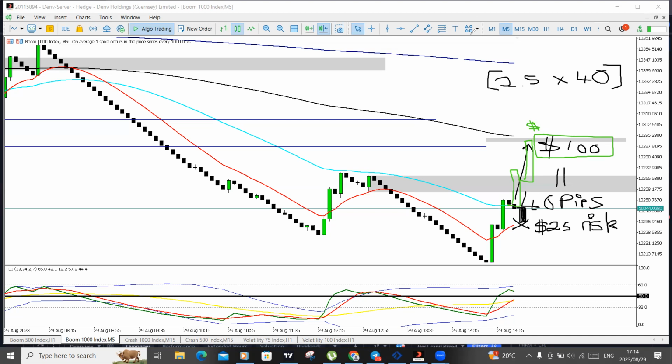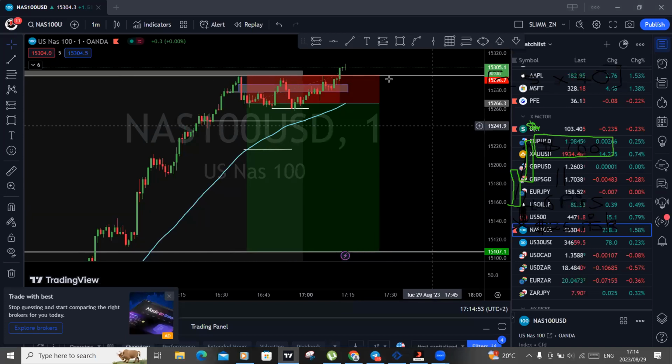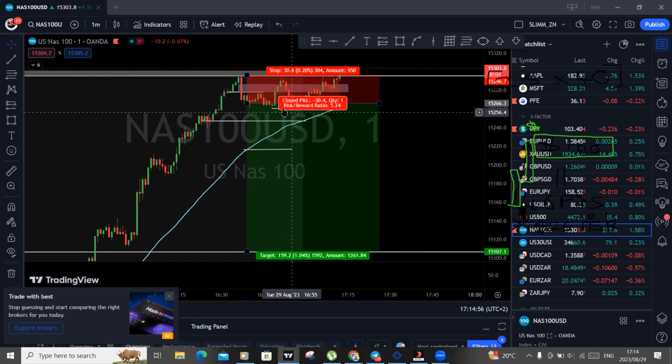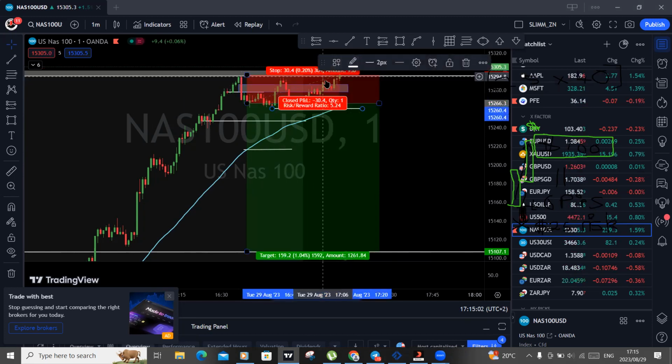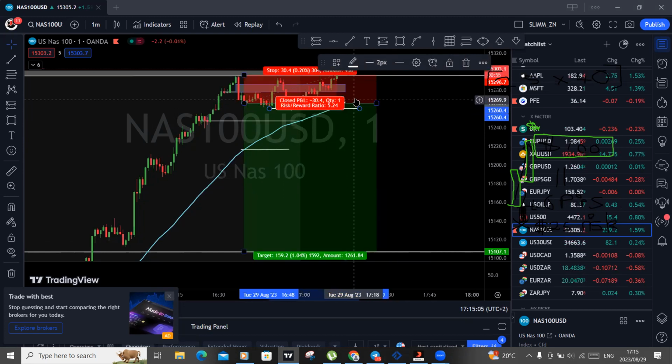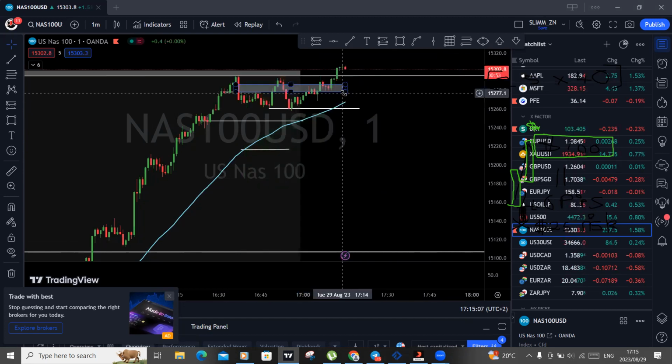Nasdaq took us out. You see that it never came below the zone which we wanted, right? So they're extending the high, so we will look for another setup.